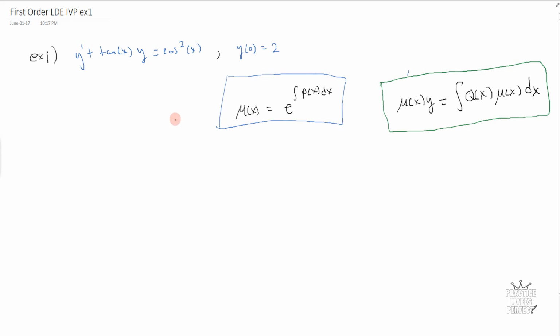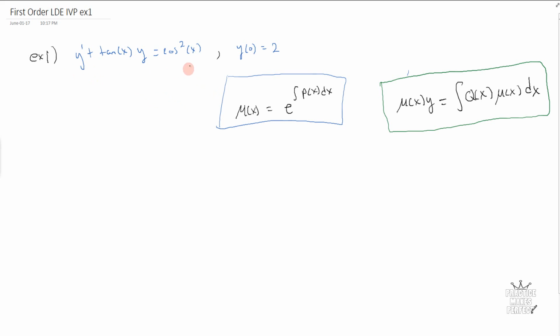What up, guys? In this video, we'll be showing you how to solve a first order linear differential equation with an initial value. So this is the linear differential equation that's given to us. I'm going to say LDE for now, just for short. And this is the initial value that they've given to us. So how do we solve this?